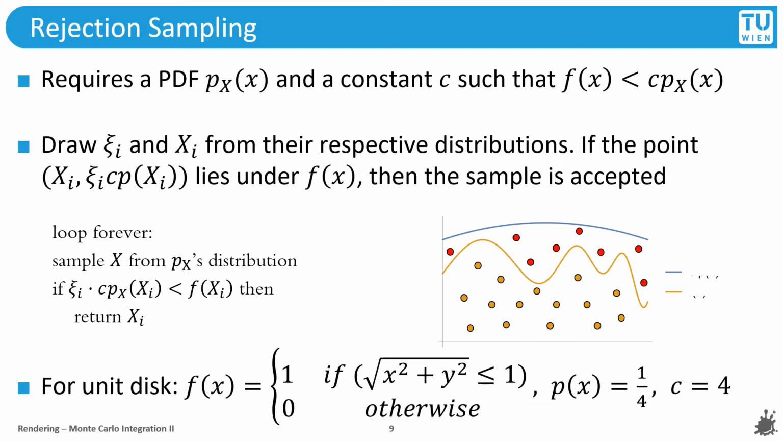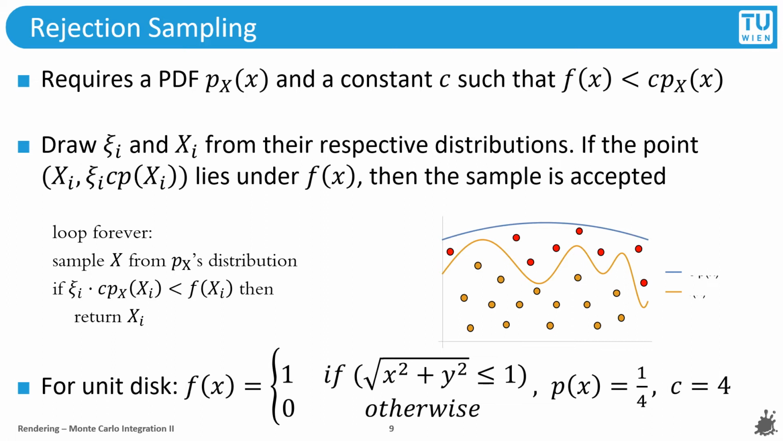For a more visual interpretation, we check if a uniformly random point under c times p of x is also under f of x, and if it is, we accept it. Hence, with this method, we can get a distribution of samples according to f of x if we know how to sample its enclosing c times p of x. For integrating over the area of the unit disk, this could look like this.